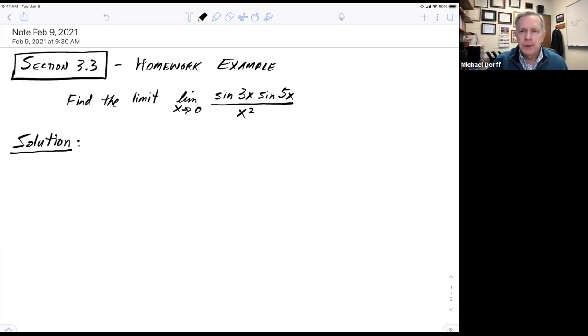We're in section 3.3, and we're going to look at a homework example. In this one, we're supposed to find the limit as x goes to infinity of sine of 3x times sine of 5x all over x squared.